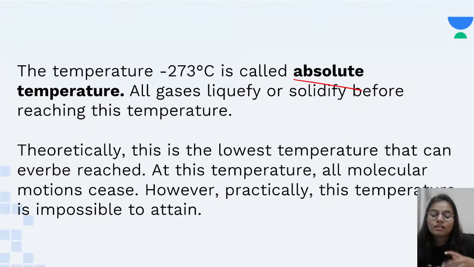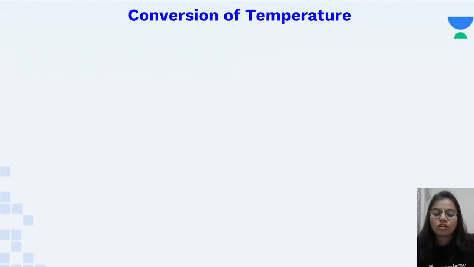And in theory, this is the lowest temperature that we can reach. That means all the molecular motion, the molecules moving here and there, should stop. But in reality, in practicality, this temperature is not possible to attain. Hope that is clear. Now talking about conversion of temperature.